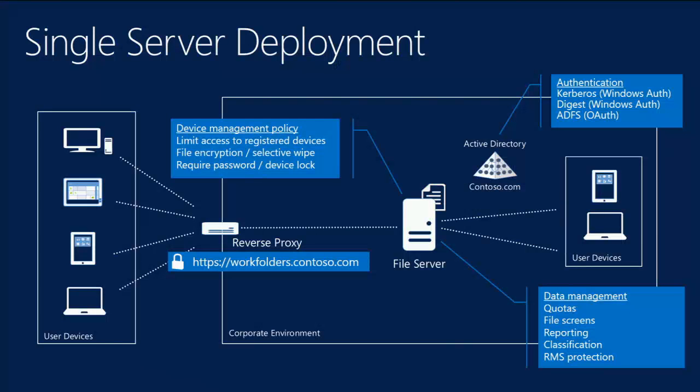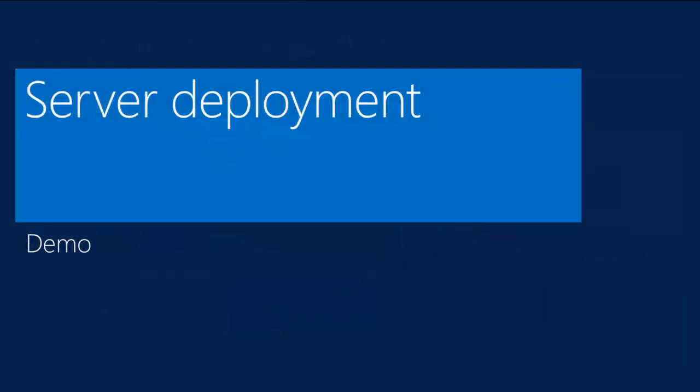Because this is a file server, you get to take advantage of all the things file servers do for you today. We didn't build this as a separate function. We really built it as a new access protocol. So the things on the back end, like quotas and file screens, all the reporting capabilities that exist in the file server, and the ability to classify information and then use RMS to encrypt sensitive information so it can't leak out of your enterprise, are all available to you when you deploy Work Folders. Well, enough talking. I'm going to let Roy show you how to deploy Work Folders on a server.